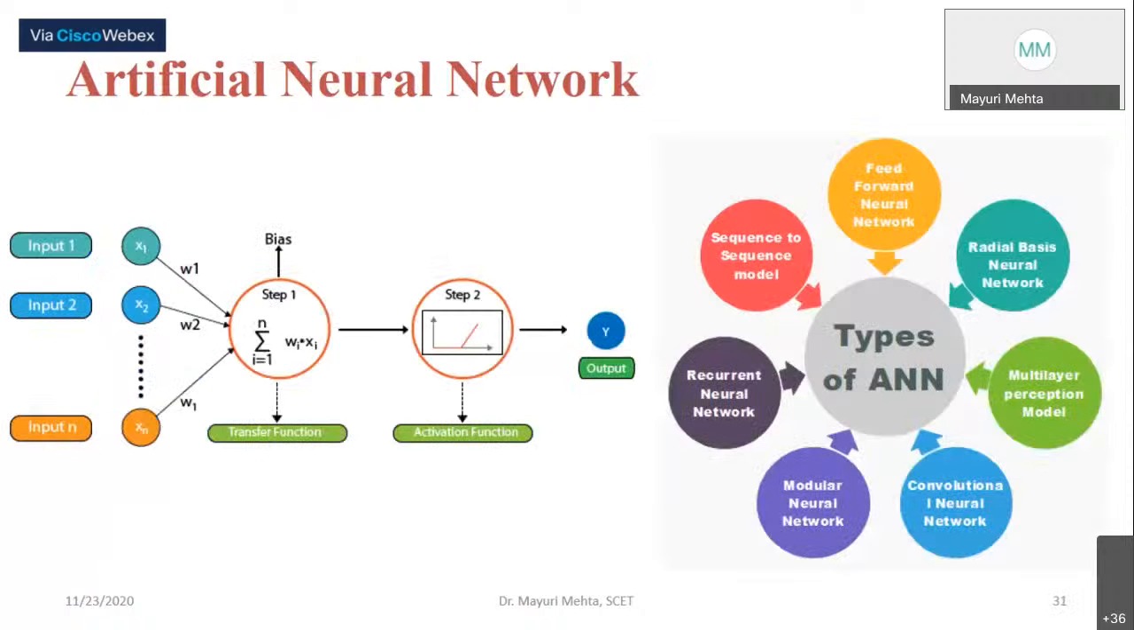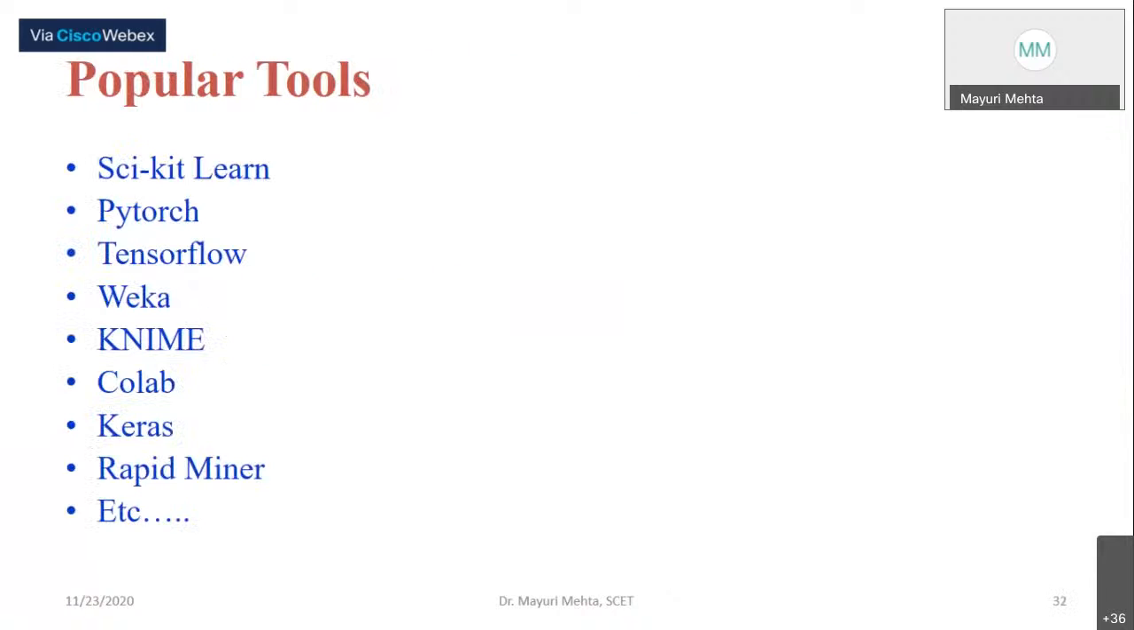Okay, after discussing all the possible algorithms which can be used to implement supervised and unsupervised models, and that artificial neural networks can be used to implement unsupervised models also, now I would like to discuss the popular tools that can be used to implement these algorithms, or we can say, to implement machine learning models, maybe supervised or unsupervised.